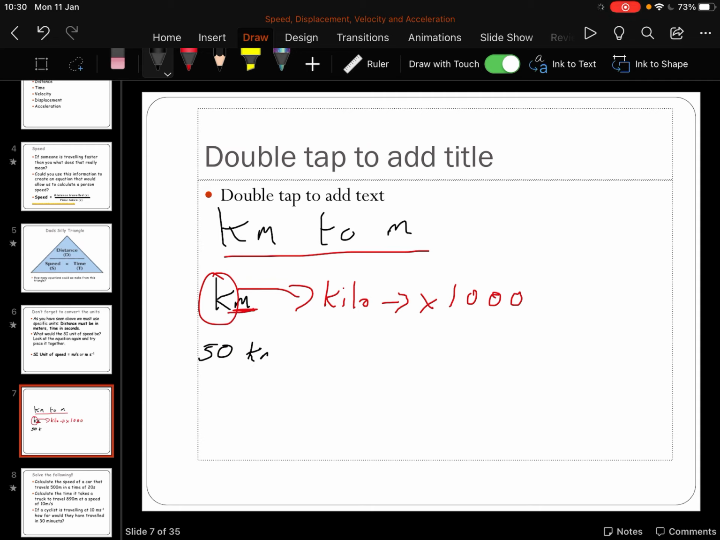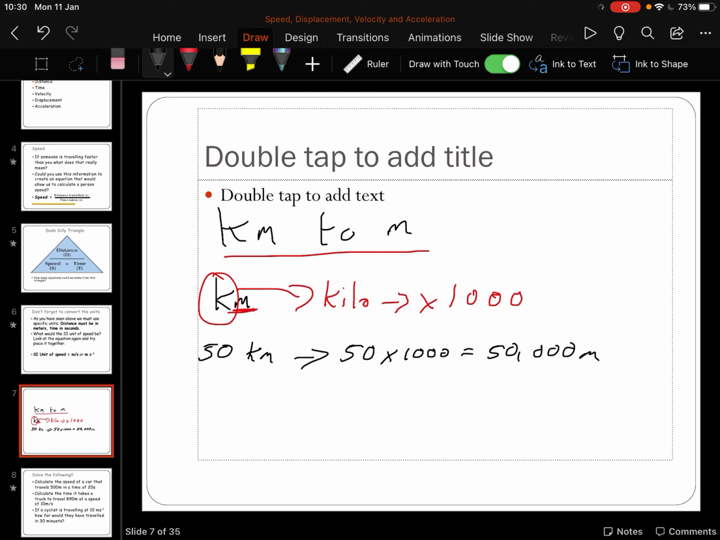Example: 50 kilometers, you multiply 50 by 1,000, which gives you 50,000 meters. That's how you convert kilometers to meters. You just simply multiply your number by 1,000. Done. Very easy.